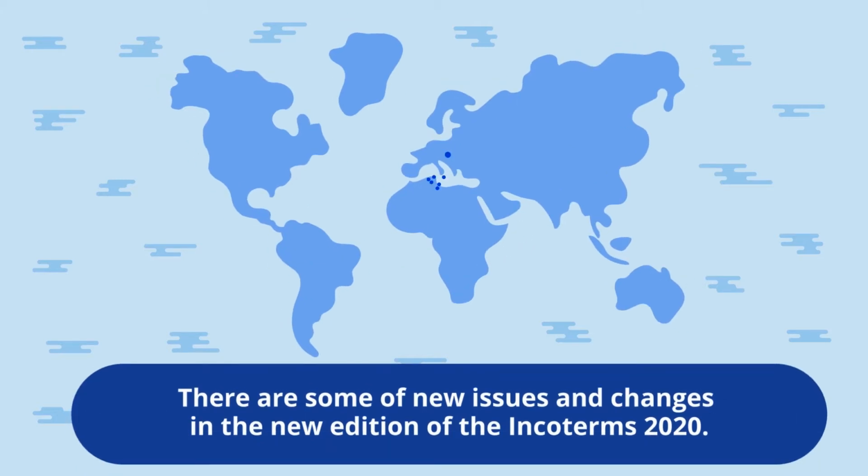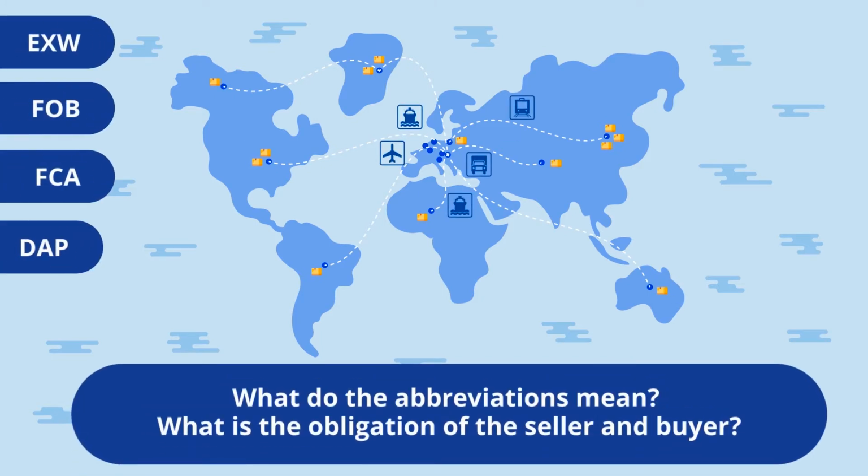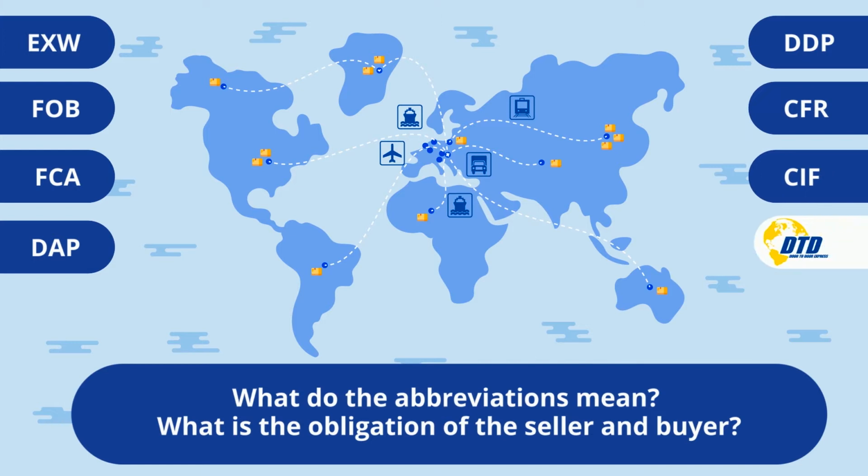There are some new issues and changes in the new edition of the Incoterms 2020. What do the abbreviations mean? What is the obligation of the seller and buyer?